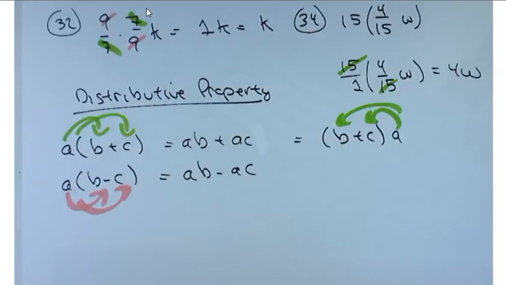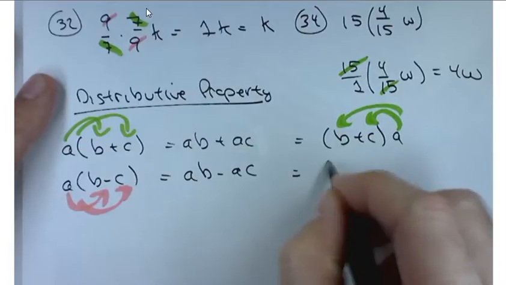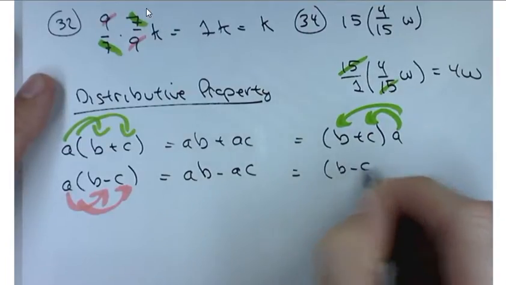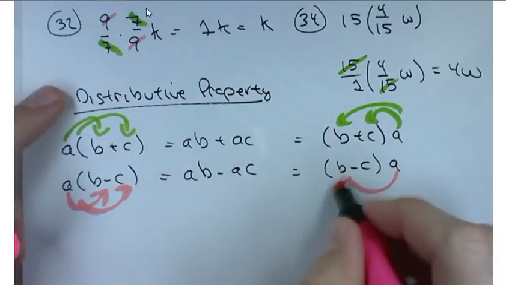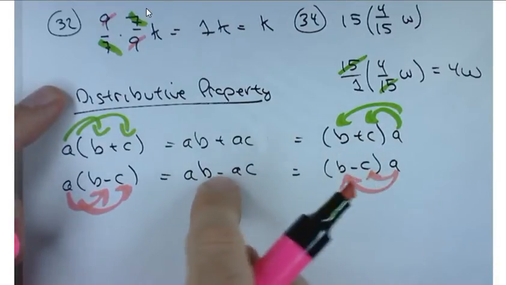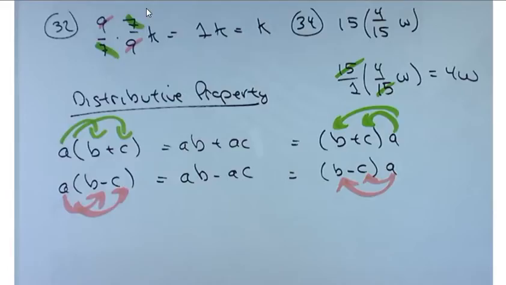And I guess to make it all complete, let's write it like this. B minus c times a. And once more, that a is going to distribute. And you're going to get this. So it all works out to what's on the outside is going to multiply each term on the inside.